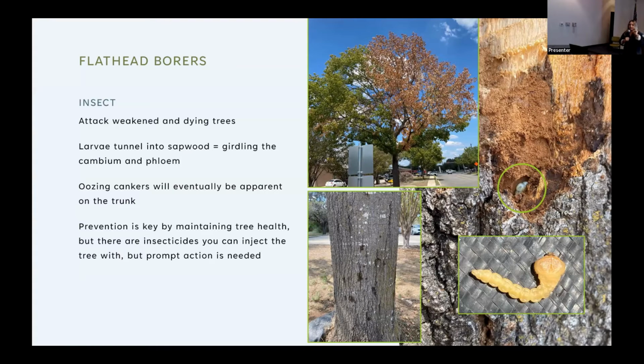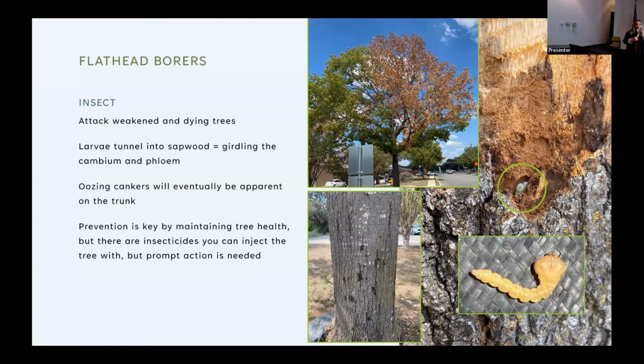So then with my hatchet and my chisel, I removed some of the bark, and there's a lot of powder. And then I found that little guy, which I circled there. I pulled it out with these little tweezers, and that was a flathead borer. These borers attack weakened and dying trees. Again, you can see a theme here. The larvae tunnel into the sapwood, and that girdles the cambium and the phloem, so that cuts off their nutrients and their water. And then you can see those oozing cankers on the outside.